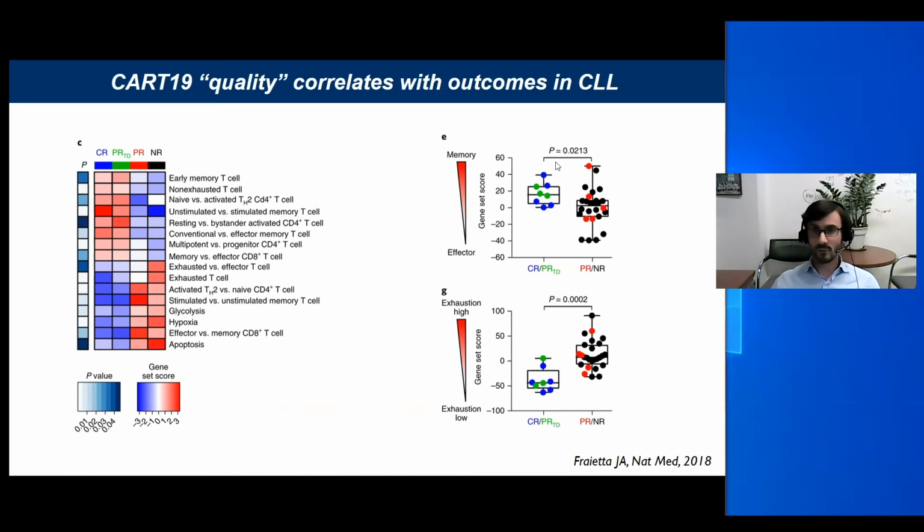And to the right here, you have just an example. If you have the signature for the memory differentiation of our T cell, you can see that the complete responders have higher memory differentiation, early memory or memory cells, in their CAR-T cells as compared to the non-responders. And this is another example for exhaustion. As expected, patients with lack of response have higher exhaustion signature, as you can see there.